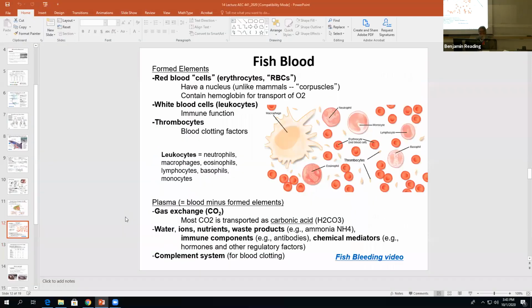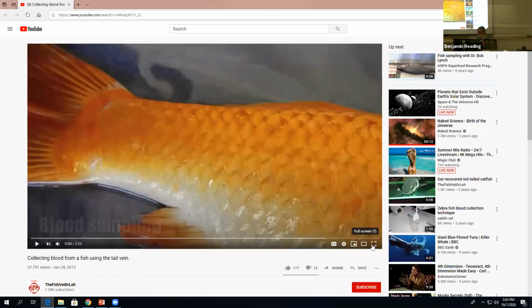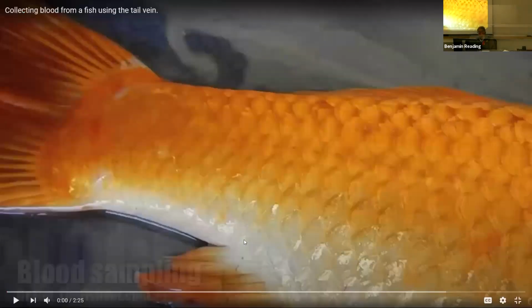You know, a lot of times we do collect blood from fish. It's a very easy tissue to sample. And usually we do it right here, out of the caudal peduncle. The caudal vein is right here along the backbone. And so you can bleed a fish really easily out of the caudal peduncle. So here's a video showing that.